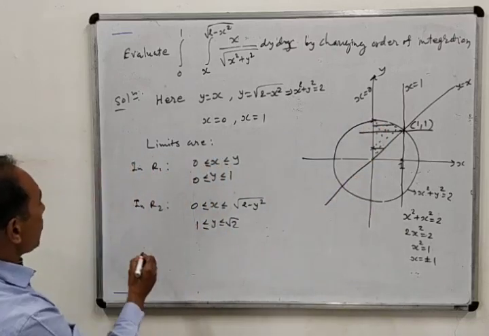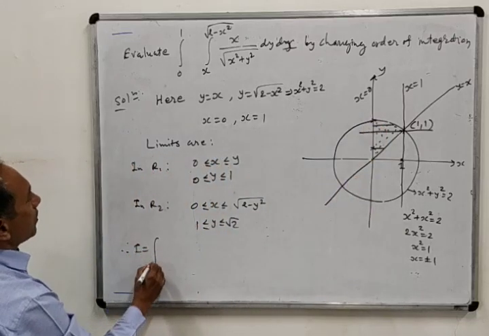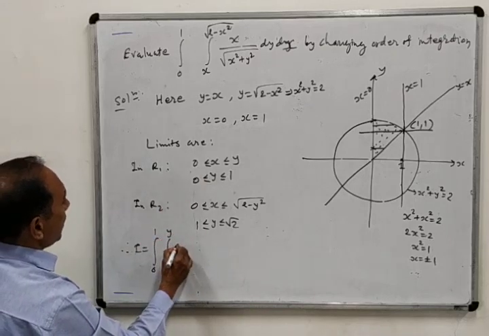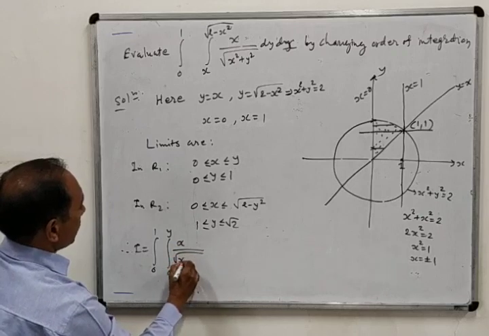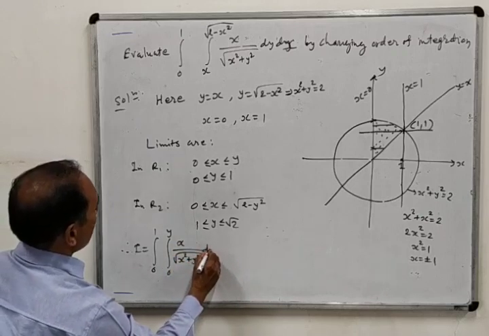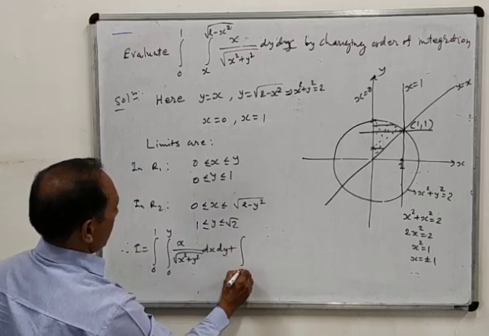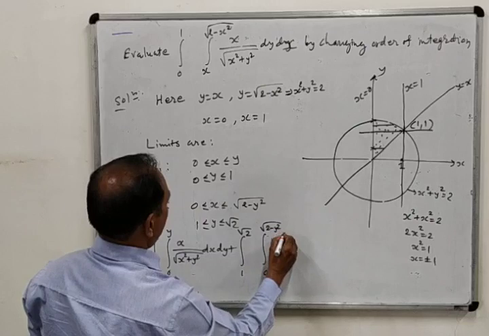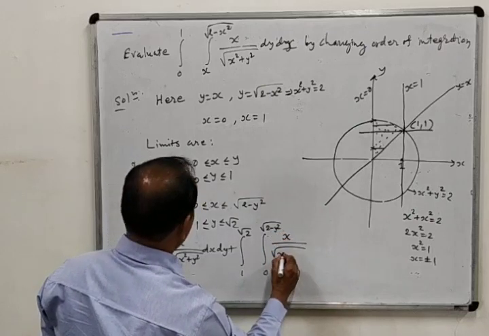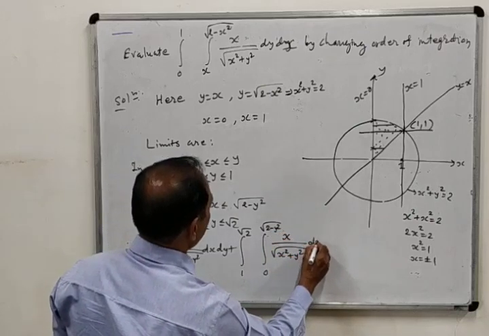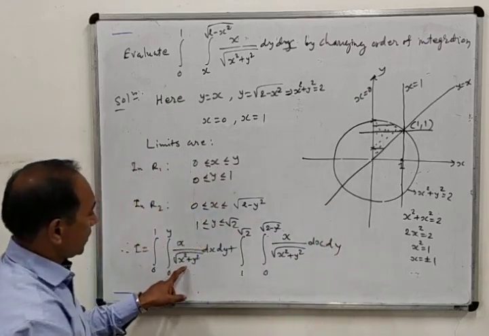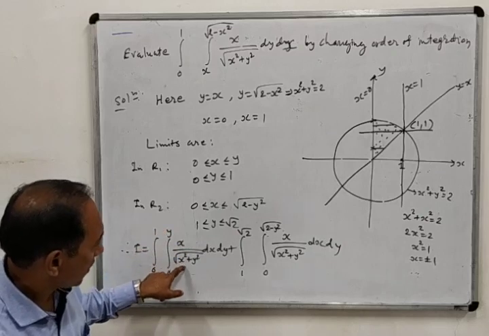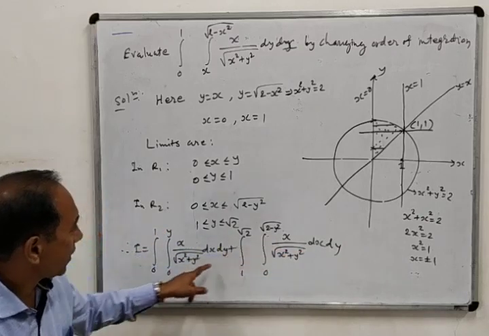Therefore our problem will become: first over R1, the limits are 0 to 1, 0 to y, x over root of x square plus y square dx dy, plus 1 to root 2, 0 to root of 2 minus y square, x upon root of x square plus y square dx dy. So here the first integration is the same in both integrals, but after putting the limits they will become different, because here it is with respect to x and the integral is the same.